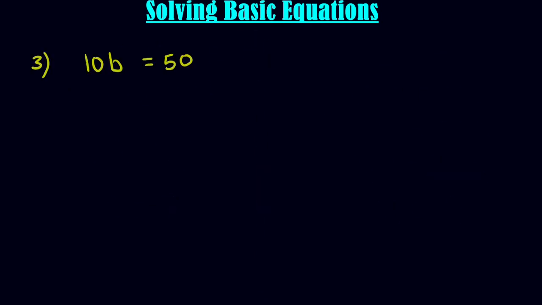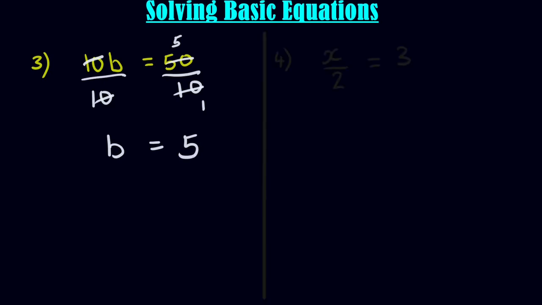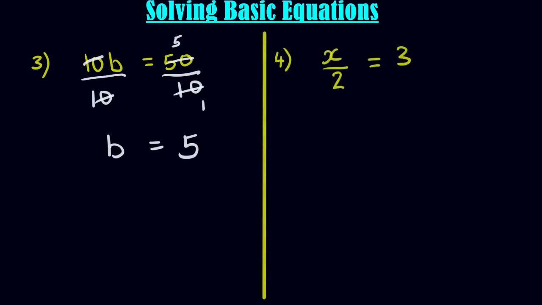The third example that we have is 10b equal to 50. To get rid of that 10 multiplying the b, we have to divide. Now remember, whatever we do on one side of the equation, we do on the other side. Therefore, we'll divide both sides by 10. 10 into 10 gives us 1b. 10 into 50 gives us 5. Therefore, b is equal to 5.